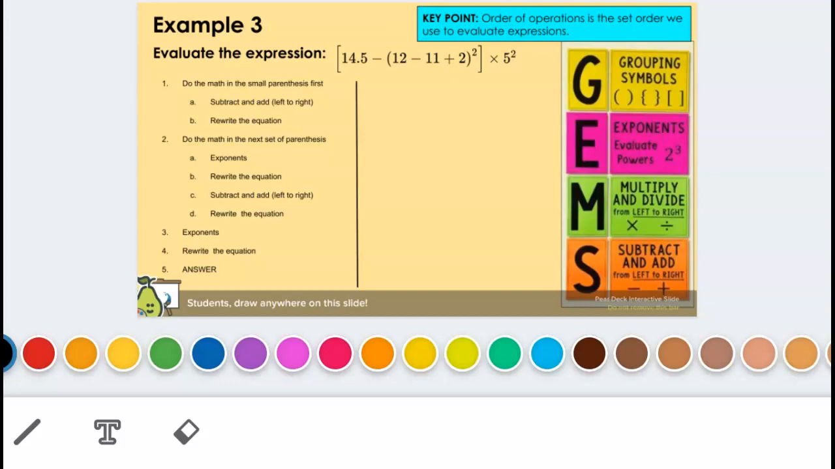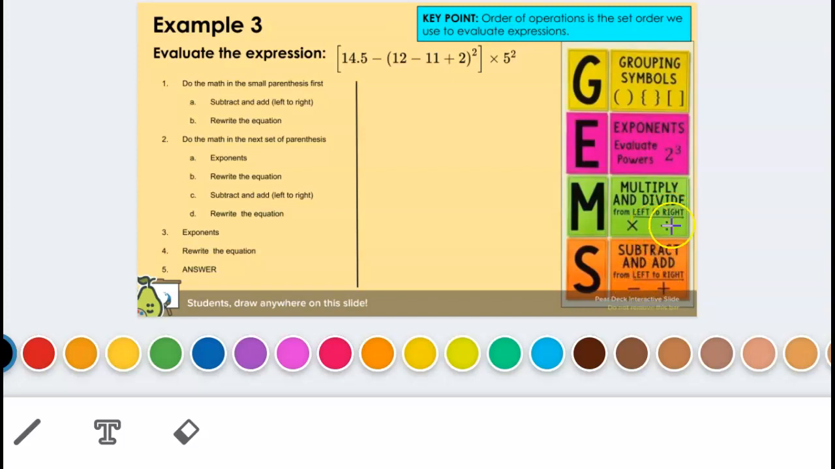Hello. So we are going to continue with working on evaluating expressions using GEMS and exponents. The GEMS acronym stands for grouping symbols, exponents, multiply and divide, and subtract and add.